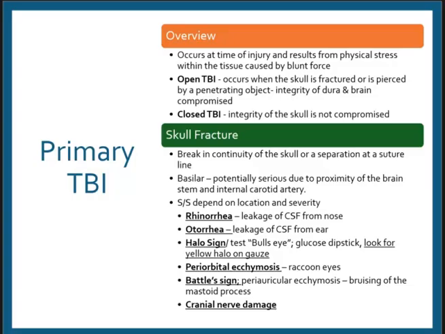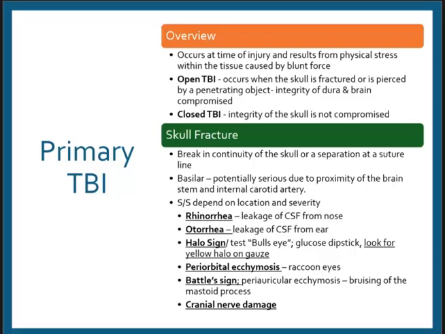So your primary TBI occurs at the time of injury and results from physical stress within the tissue caused by blunt force trauma. You can have that open TBI or a closed TBI. Open, think gunshot wound, stabbing, the skull is open. Closed, the skull is not open. The tissue is damaged. Both tissues are going to be damaged though. Skull fracture: a break in the continuity of the skull or separation at a suture line.